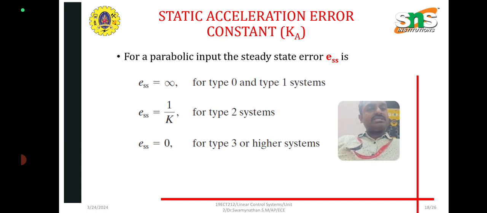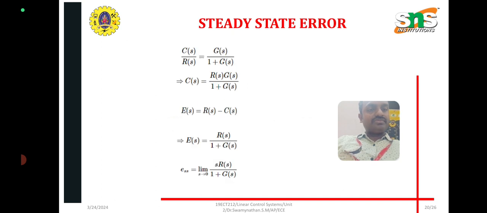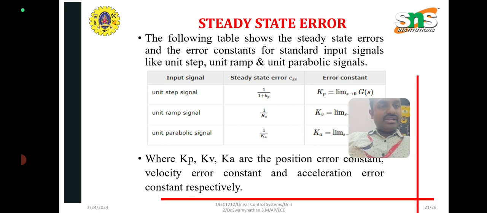So we discussed the static error constants. Infinite means type 0 and 1, 1 by K means type 2, and 0 means type 3. Now for steady state error, R of s is the input, E of s is the error, G of s is the transfer function, that is the gain of the system, and C of s is the output. So the steady state error is G of s divided by 1 plus G of s, and E of s equals input minus output. So E of s is R of s divided by 1 plus G of s. Just substitute the value here and you can find the different signals.